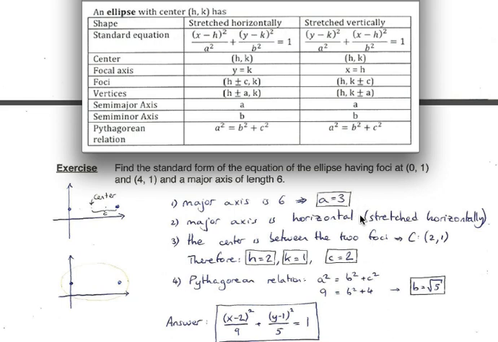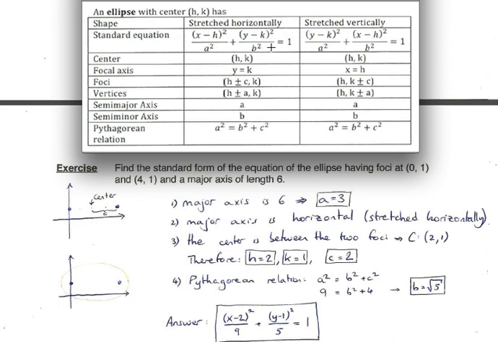Now that we have a and c, we can use the Pythagorean relation. It's written here, and we can find b. a squared equals b squared plus c squared, so 9 equals b squared plus 4, b equals root 5. So I found a, b, c, h, and k. I can just copy the standard equation and plug in my values for h, k, a, and b.